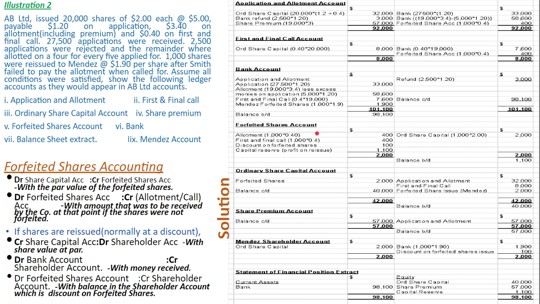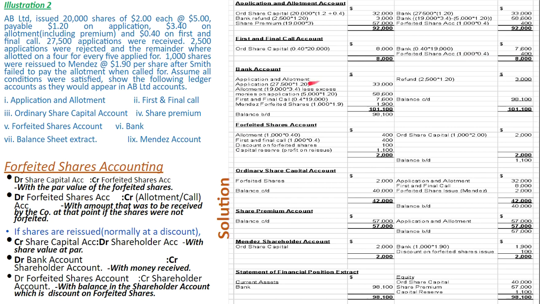On the first and final call account, we need to record the ordinary share capital. Remember, we said our ordinary share capital is always recorded at par. So we say 40 cents times 20,000 to give us $8,000. We do double entry. We go to the ordinary share capital account, first and final call, $8,000. Again, we need to take note of point number 2 on our accounting notes, which says debit forfeited shares account and credit the call account with amount that was to be received by the company at that point if the shares were not forfeited. So we go to our first and final call account, we credit it with 1,000 times 40 cents to give us 400.